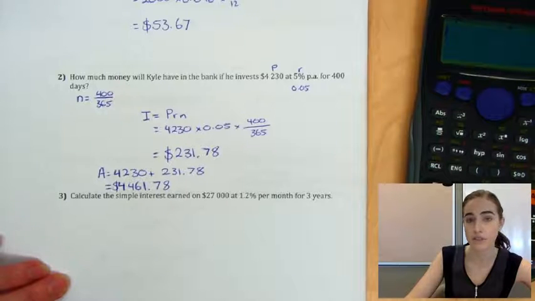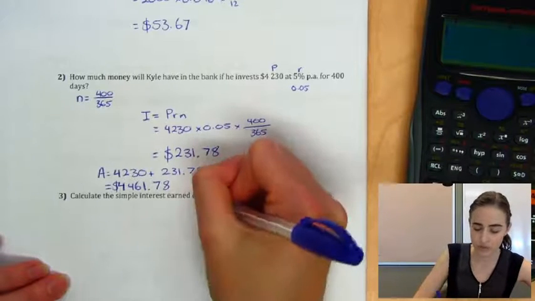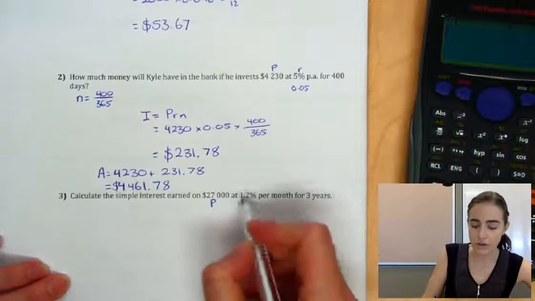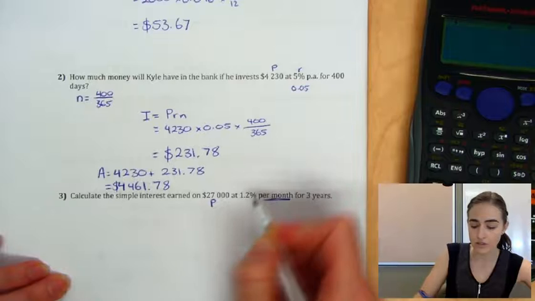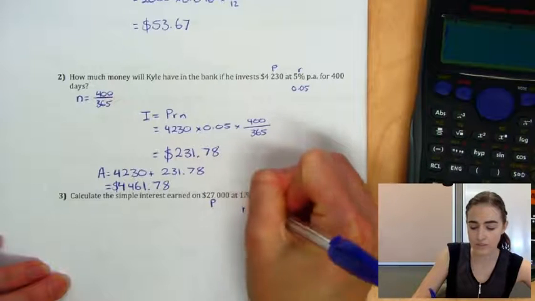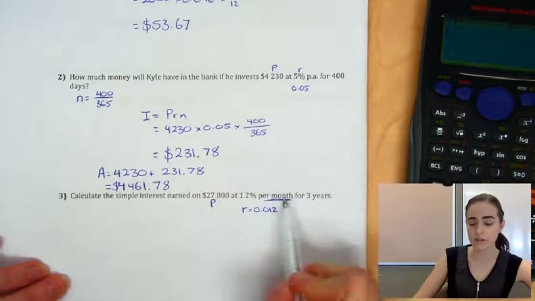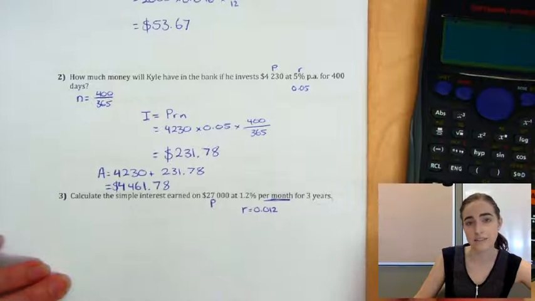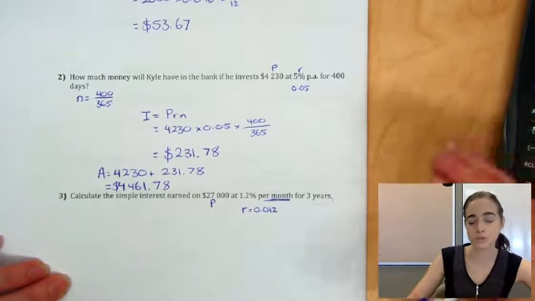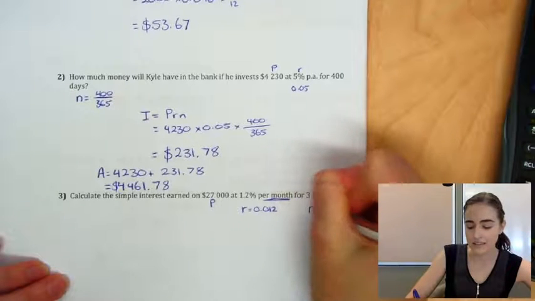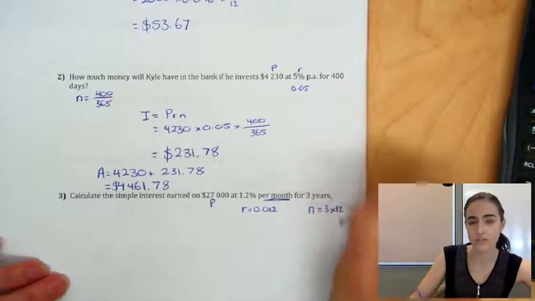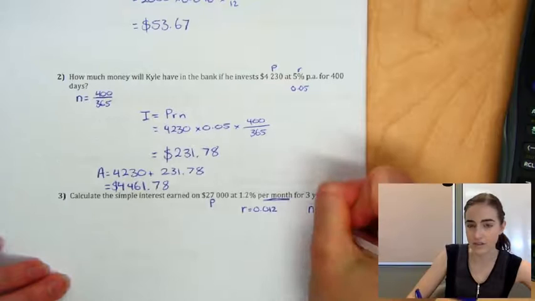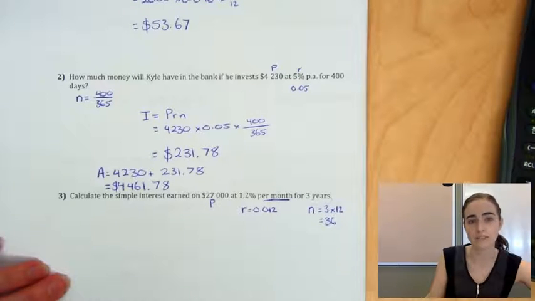per month for 3 years. So this one, our $27,000 is our principal. Our 1.2% per month. So our rate is still going to be 0.012, but because it's per month, we need to convert this 3 years to months. Now, because we're going to a smaller unit, our n is going to be 3 times 12, because there's 12 months in every year and we've got 3 years. So that's going to give us 36 for our number of time periods.